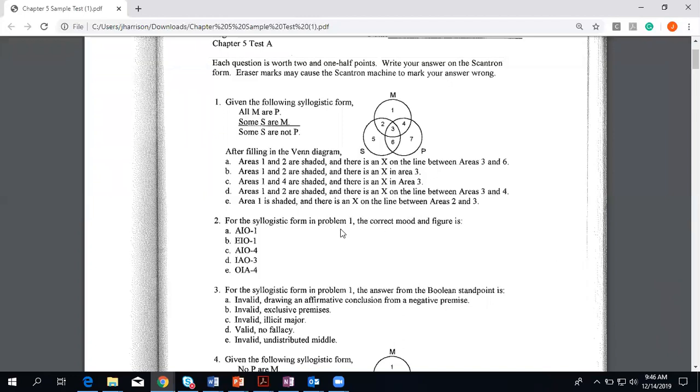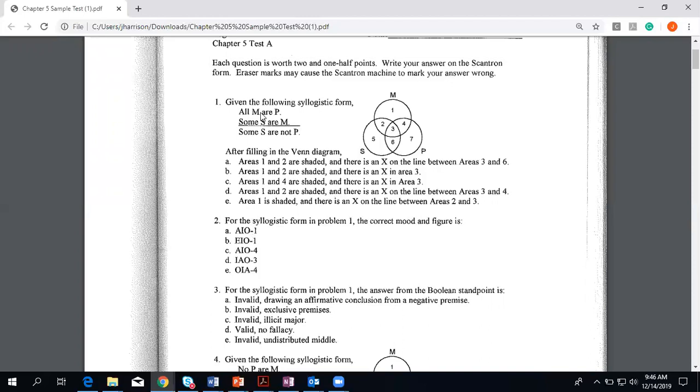So for the syllogistic form in problem 1, the correct mood and figure. Let's talk about the mood first. All M are P is an A form statement. Some S are M is I, and some S are not P is O. So this is AIO. So either AIO1 or AIO4. Well, when the middle term angles down to the right, we know that is figure 1. So it's AIO1.